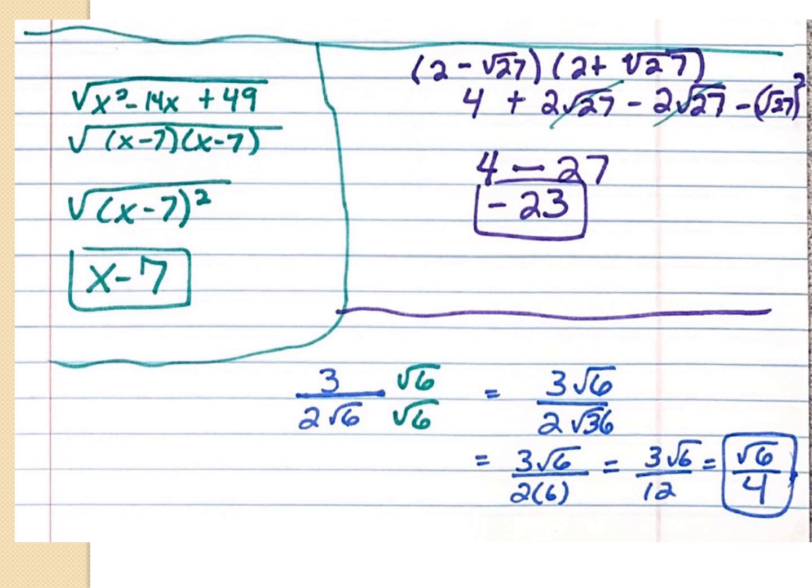And then on the bottom, it's the square root of 6. So we rationalize with square root of 6 over square root of 6. And I get 3 square roots of 6 over 2 times the square root of 36, which is 2 times 6, which is 12, and 3 goes into 12 4 times. So, again, you could have done 2 square roots of 6 over 2 square roots of 6 on this one. It's just going to involve a little bit more work when you reduce, but it's not terrible.